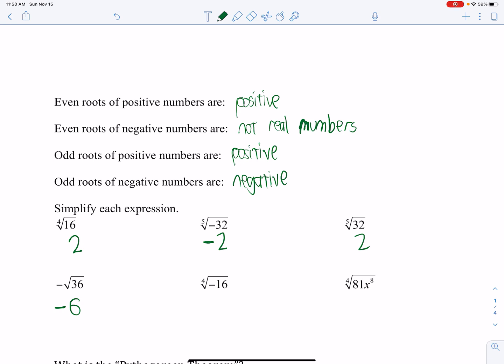When there's a negative under an even root, like our next problem, the fourth root of negative 16, we can go ahead and say not a real number. Or if we look at the fourth root of 81x to the 8th, the fourth root of 81 is 3. And as you can kind of guess from our previous examples, to do the fourth root of an exponential expression, you would divide the exponent by 4. So the fourth root of x to the 8th, we do 8 divided by 4, and we would have x squared.